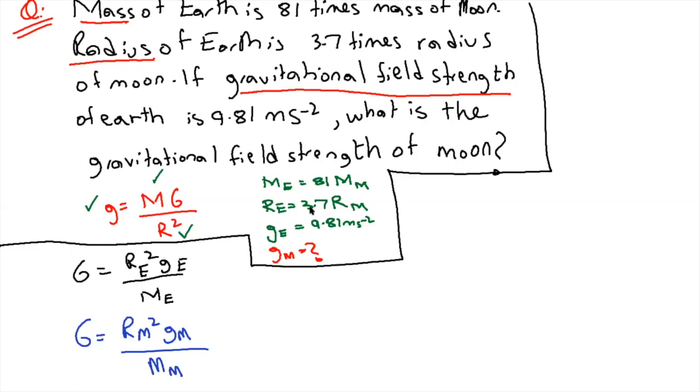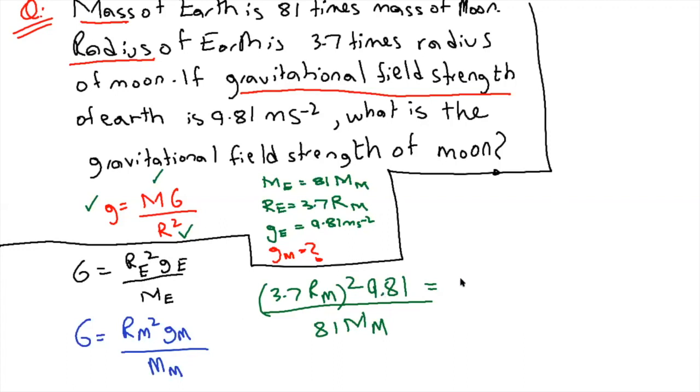Now I have these, so why don't I substitute them? First of all, I want to equate them. Now, I know that RE is 3.7 RM, so I can say, 3.7 RM squared. And I know that G is 9.81, and ME is 81 mm. And I also have the other part of the equation. So it's going to be RM squared GM and finally MM.